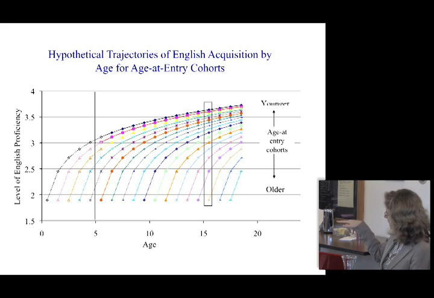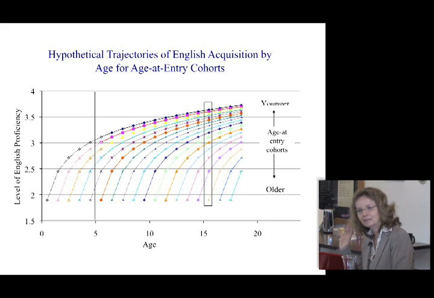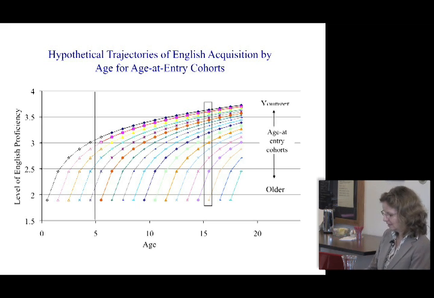If you look at the rectangle of kids who are age 15, you can see that the ones that entered at earlier ages, early in childhood, are better English speakers than the ones who just entered a year or two ago. So this is the result that we have seen in previous literature. The longer children have been in the States, the better they speak English.